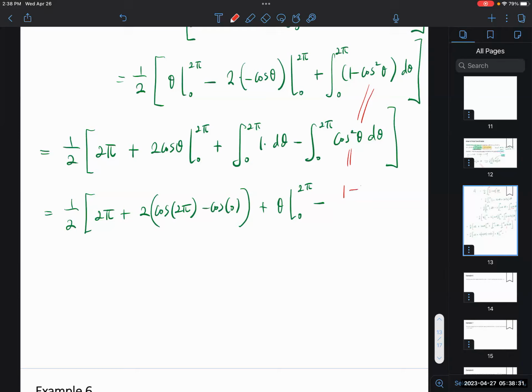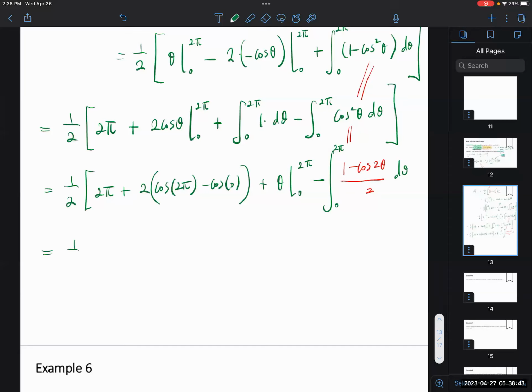1 minus cosine 2 theta over 2. And you still have the integral from 0 to pi d theta. A little bit of work, but we can finish up. 2 pi, and this is going to be the cycle of the cosine. So 1 minus 1, it's going to be 0. Check it out. Cosine 2 pi is 1. Cosine 0 is 1. So 1 minus 1 is 0. They're all 0. And then if you take the integral and subtract, it's 2 pi minus 0, which is 2 pi.